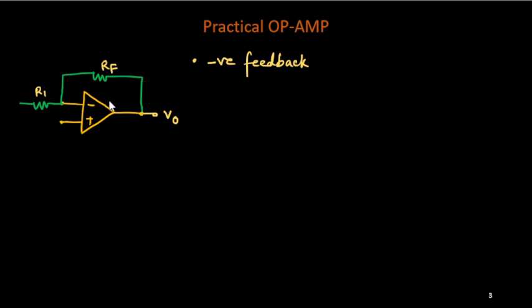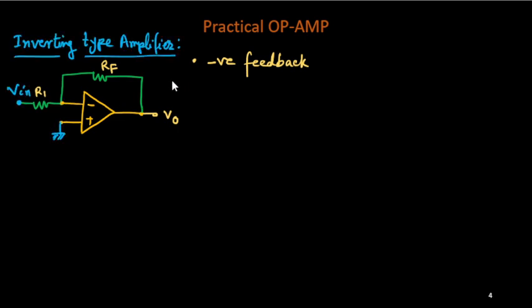as an amplifier. Now here I will consider an inverting type amplifier, meaning the input is connected to the inverting terminal through this R1, and the non-inverting terminal is connected to ground, and this is the output V0. Now if this operational amplifier is ideal, then we can easily analyze this circuit. For the inverting type amplifier, we can find the gain V0 upon Vin, and that is nothing but minus RF upon R1, that we know.